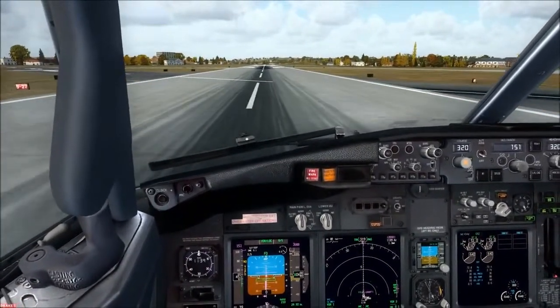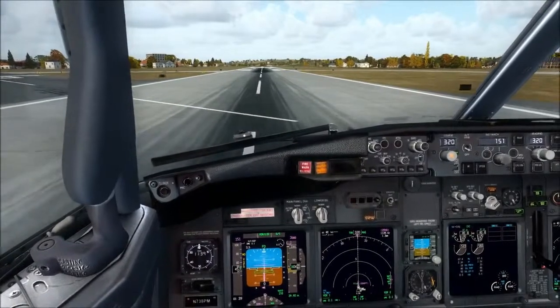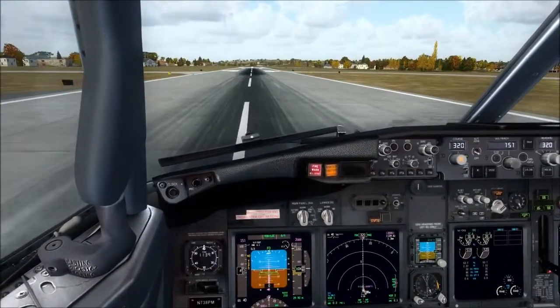I find this technique much easier as there is less juggling with the controls to do just before you touch down.